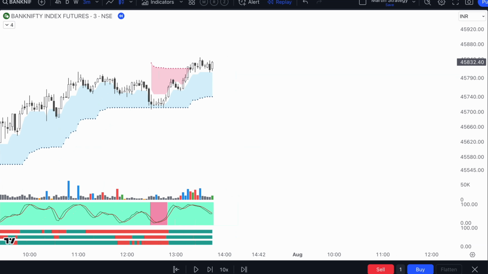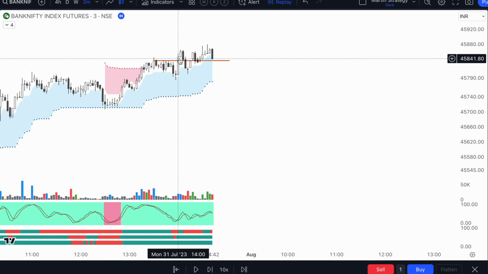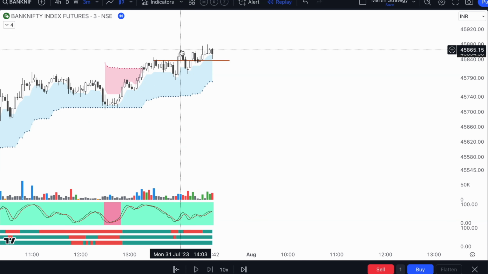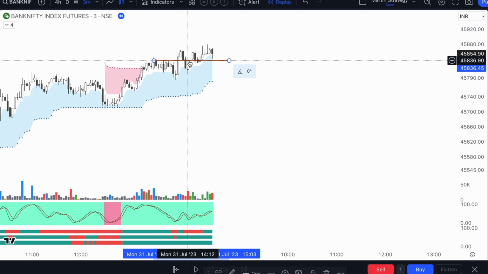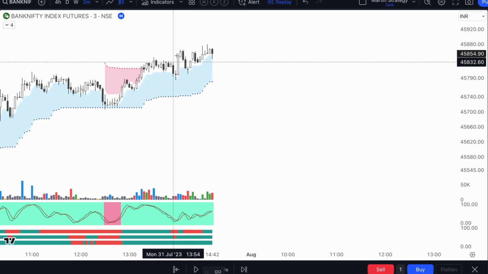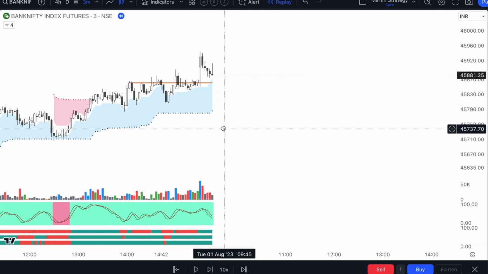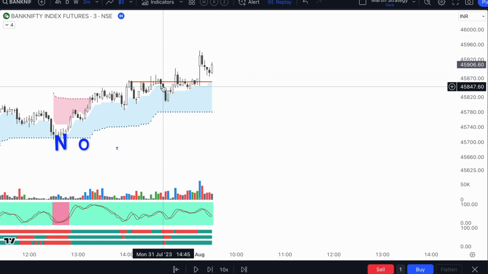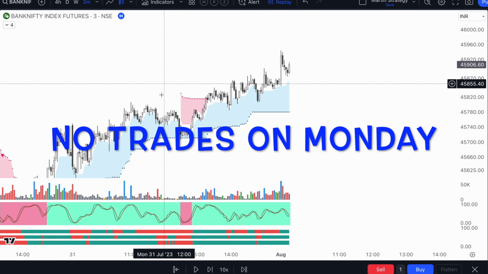So let's mark the new high. We have a signal candle here, a trade candle here, but there was no follow through. So that trade was invalidated. Again, we'll mark the new high. So Monday has ended. We had no trades on Monday.